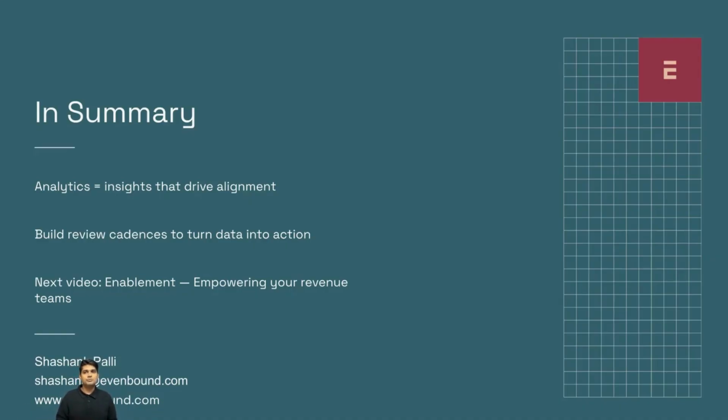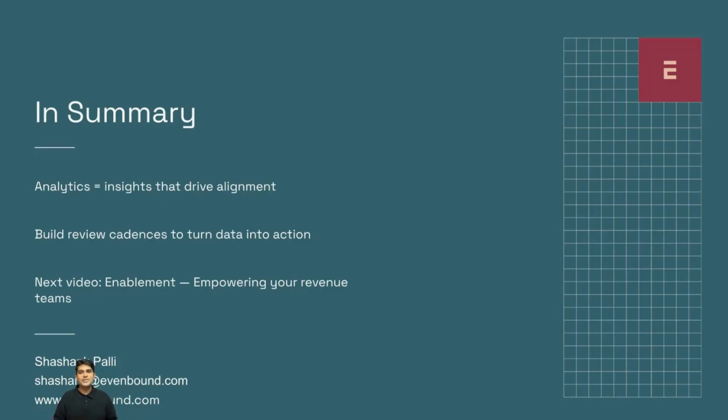Action number two: establish a weekly analytics review cadence. Pick a day and time, same time every week. Review your key metrics. Discuss the trends with all the stakeholders. Identify any issues and assign action items between each of those stakeholders. The weekly rhythm creates accountability and visibility.